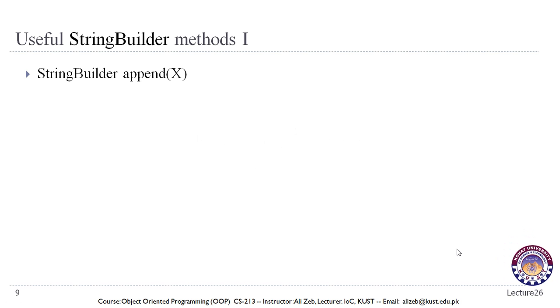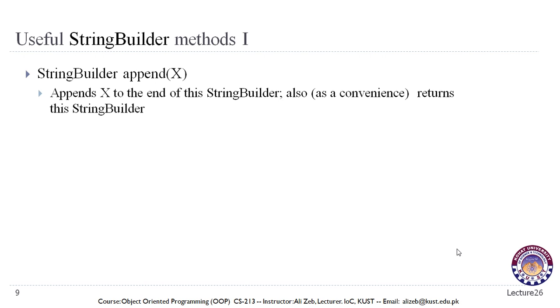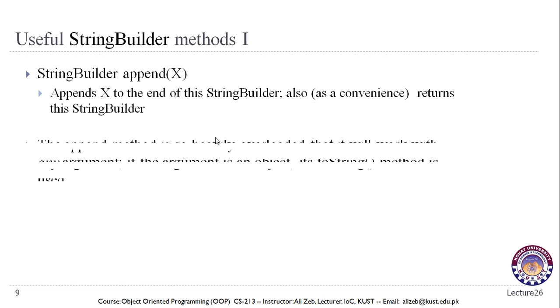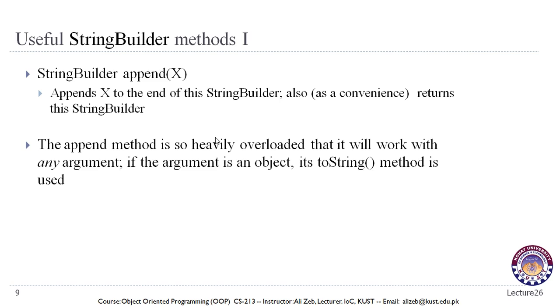Now to look at some of the useful methods, we also have an append method that appends whatever we pass as the argument to the end of the string builder, and it also returns the string builder object. The append method is so heavily overloaded that it will work with any argument.